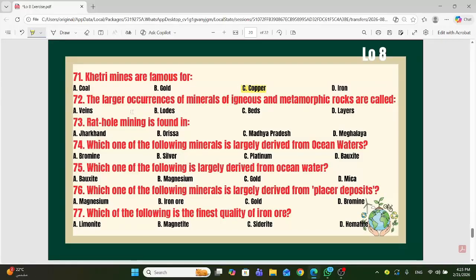The larger occurrence of minerals in igneous and metamorphic rocks are called veins, or lodes, or beds, or layers? Okay, we said large occurrence, right? It will be veins, or lodes, or beds, or layers; it will be lodes.